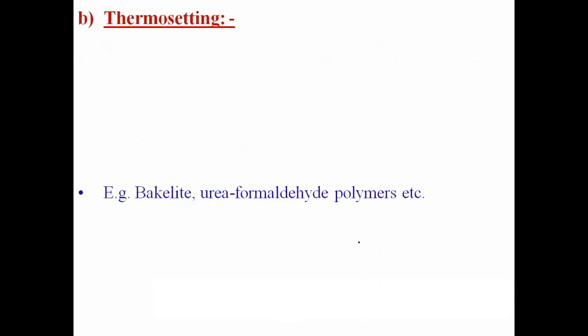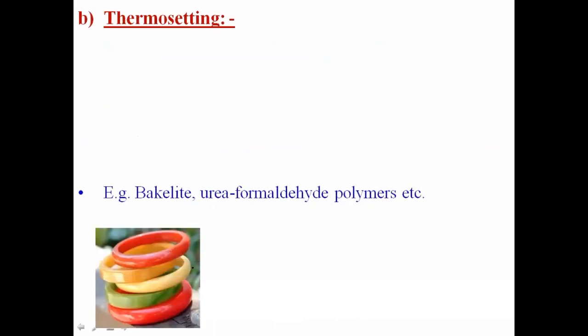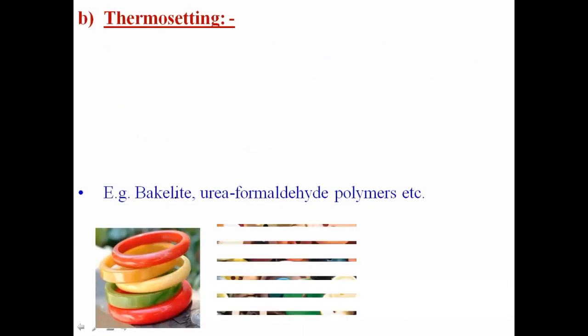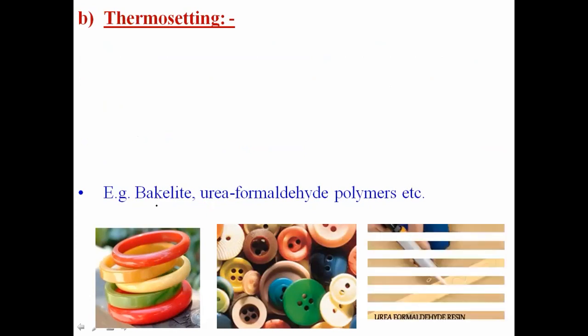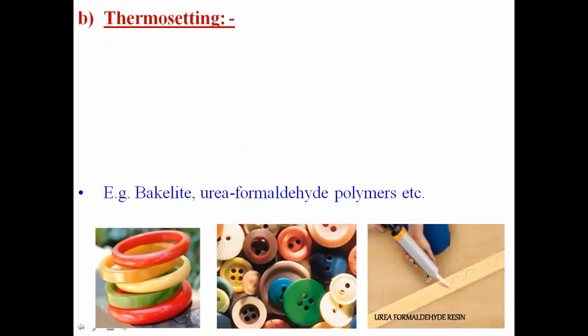Examples of the thermosetting are bakelite, urea formaldehyde polymers, etc. This is picture of bakelite actually. Okay, these are bangles, yes, made up from the bakelite polymer. Then again, these buttons of the various cloths, ready-made cloths, they are again made up from the bakelite resin. Then this is actually adhesive. They are generally used in furniture. For example, they may be particle boards or another material used for the furniture, and in that furniture that urea formaldehyde is used as an adhesive. या फर्निचर मध्ये युरिया फॉर्मॅल्डिहाइड हे adhesive म्हणून यूज केलेलं जातं.